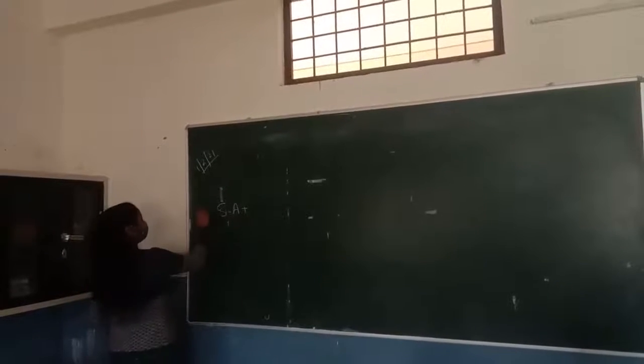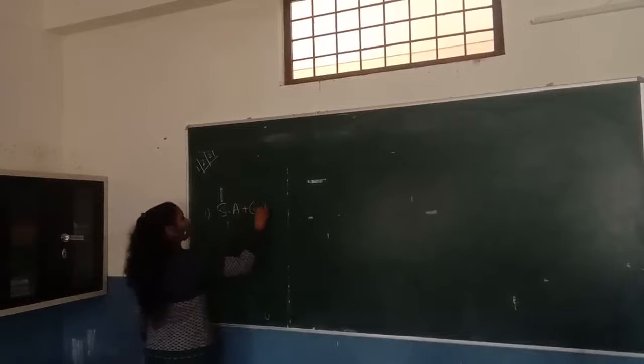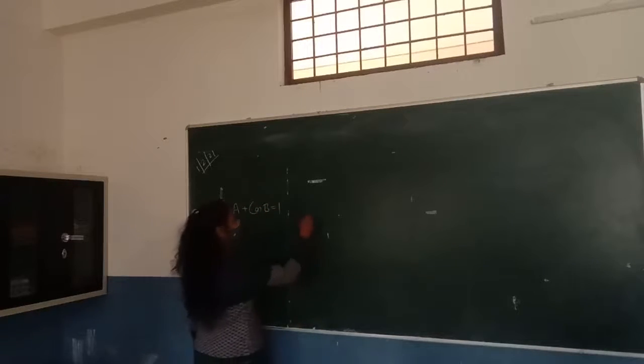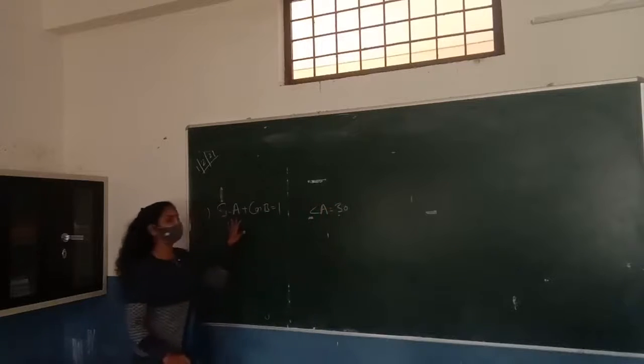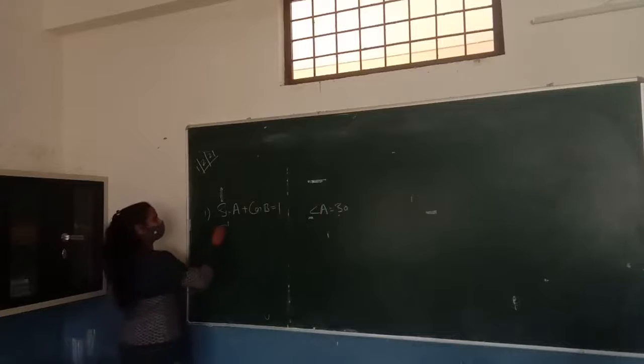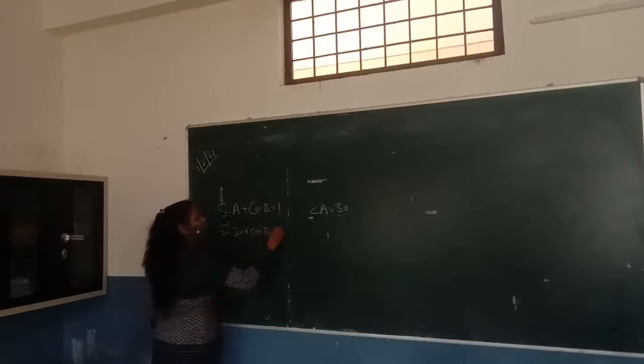First question, your doubt. Sin A plus cos B is equal to 1. If angle A is equal to 30, then find the value of angle B. So we can put the value of A here. It will be sin 30 plus cos B is equal to 1.